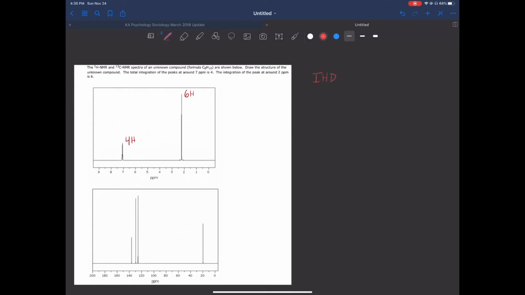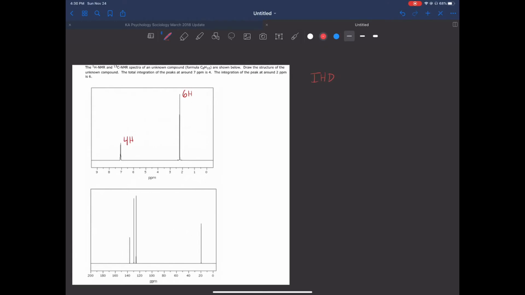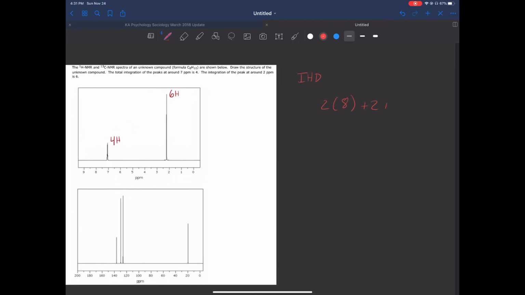Okay, so I'm not going to run through the formula here. I'm just going to get right into plugging it in. So you're going to see that we're going to have 8 carbons, right? There's going to be plus 2. We're not going to have any nitrogen, so plus 0, minus 10 hydrogens, 0 halogens, over 2. That's going to give us an IHD of 4.